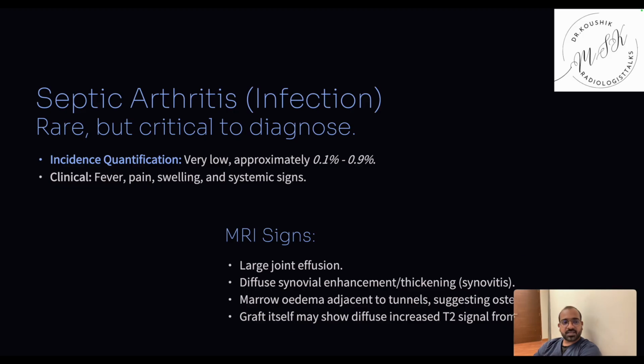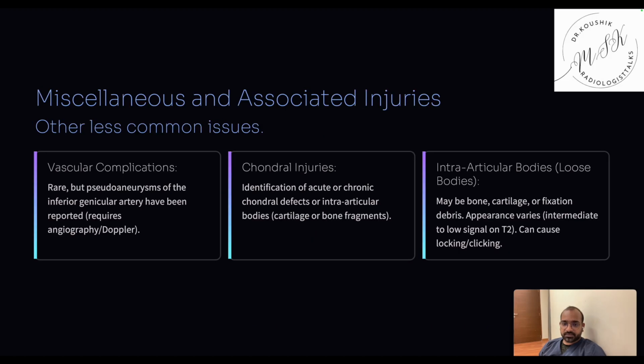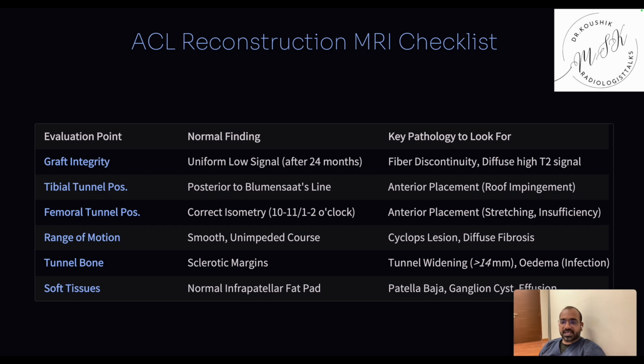Another complication is septic arthritis, which is rare but critical. We know what happens in septic arthritis: joint effusion, synovial thickening that shows enhancement on contrast, marrow edema, and diffuse adjacent soft tissue edema. Other miscellaneous complications: intra-articular loose bodies, chondral injuries like osteochondral lesions, or cartilaginous or bony fragments, or vascular complications, which are very rare post-surgery. Pseudoaneurysm of the inferior geniculate artery has been reported. So what is the checklist now?